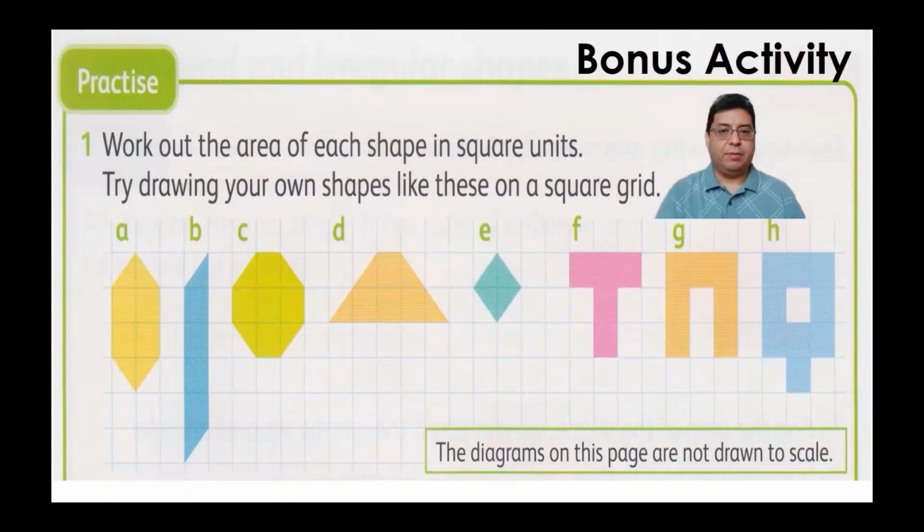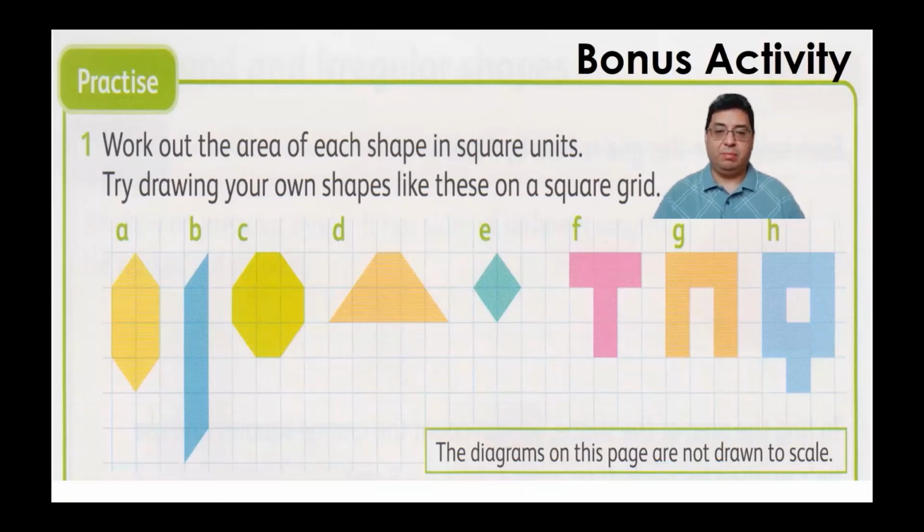So here's the first of several bonus activities I'm going to show you here today. And this one is asking you to work out the area of each shape in square units. Try drawing your own shapes like these on a square grid. Now, if you don't have a square grid, I have shown you resources on my other videos where you can get a square grid. Okay, so if you want to do it on that, you can.